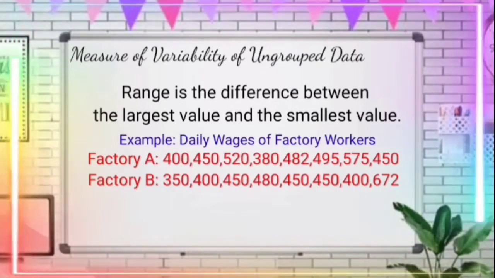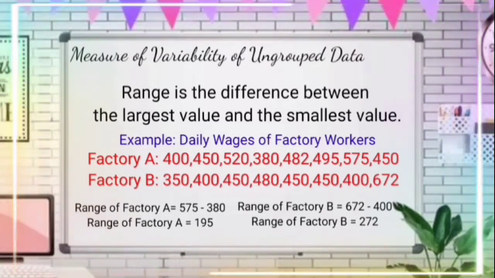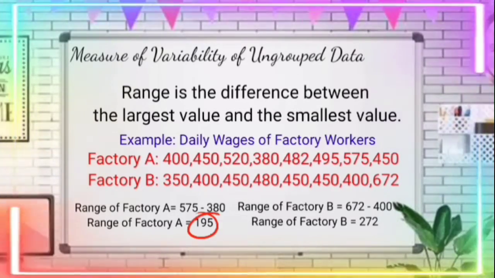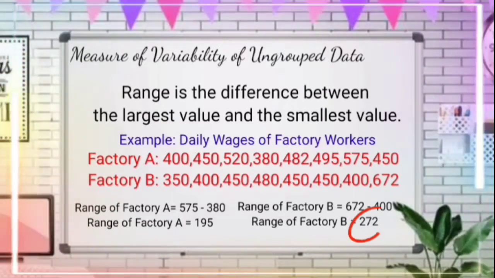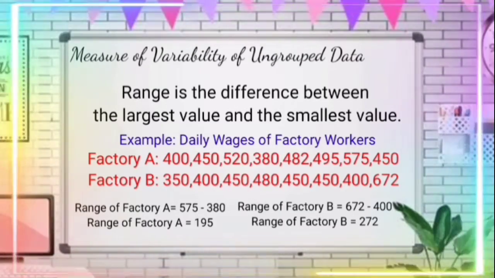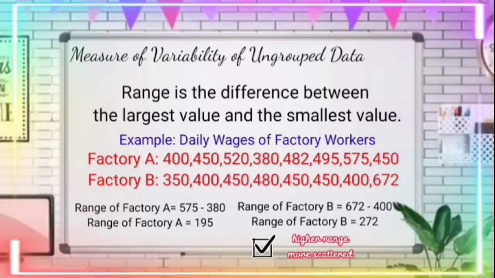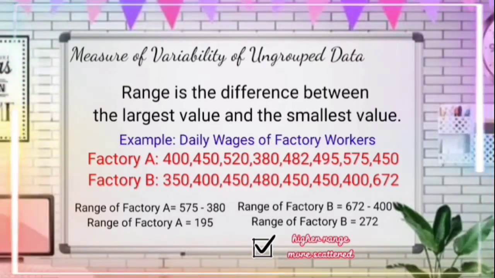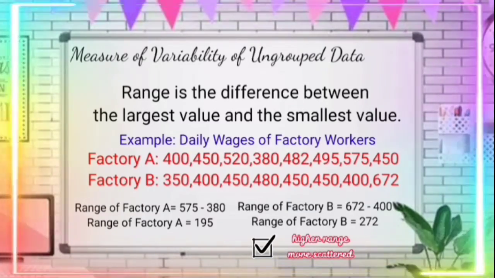Let's have another example: the daily wages of factory workers. As you can see, the range of factory A is 575 minus 380, which is 195, while the range of factory B is 672 minus 400, and that is 272. Comparing the two, you will note that the wages of workers of factory B have a higher range than the wages of workers of factory A. This tells us that the wages of workers of factory B are more scattered than the wages of workers of factory A.